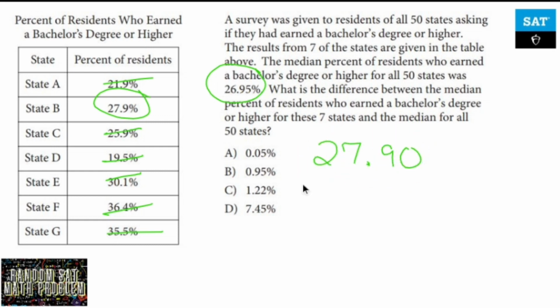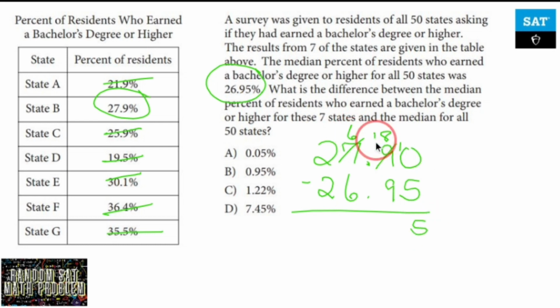So 27.90 is going to subtract 26.95. All right, borrow from 8, carry the 1. Borrow from 6, make that a 6. 10 minus 5 is 5. 18 minus 9 is 9. Bring down the point, 0, 0, 0. So 0.95%. Not a huge difference. But that's how you do it.